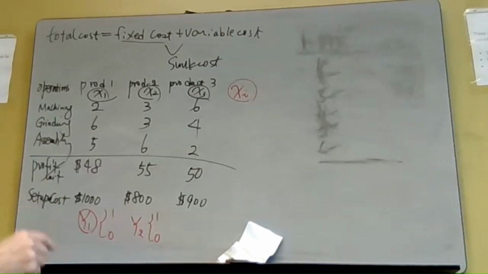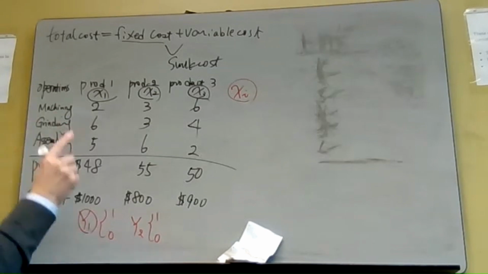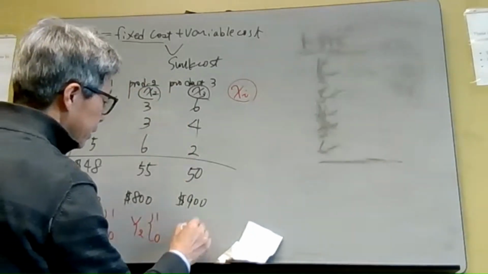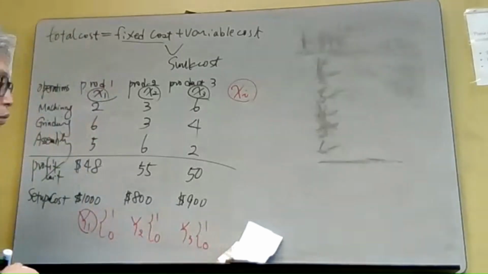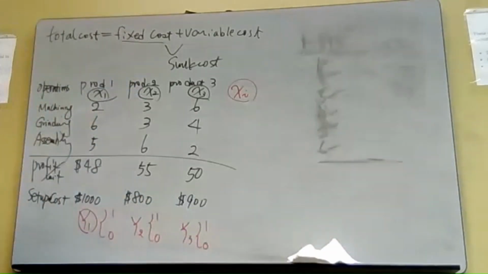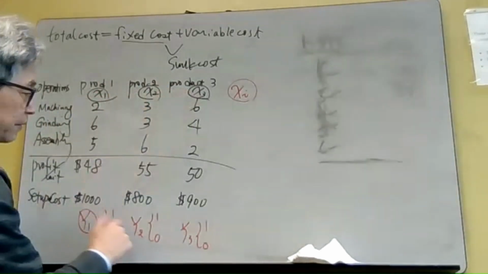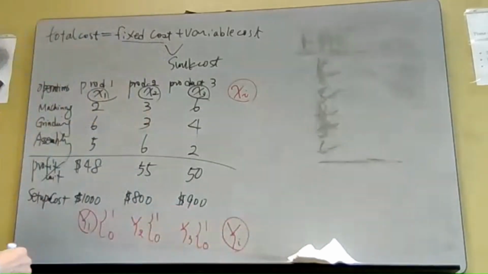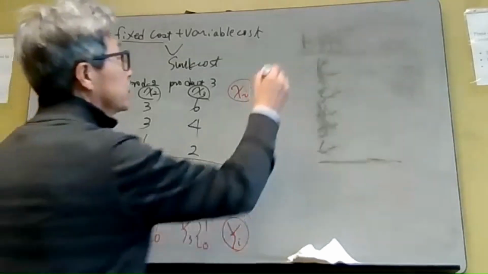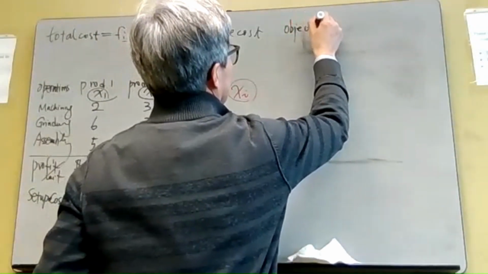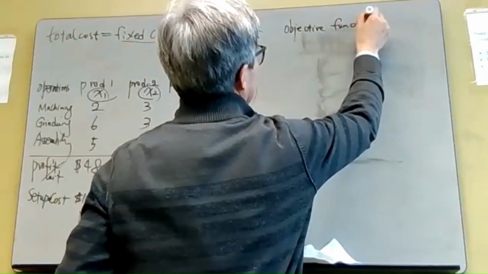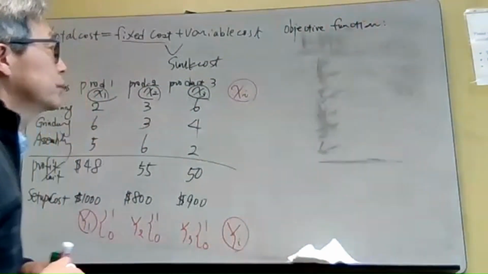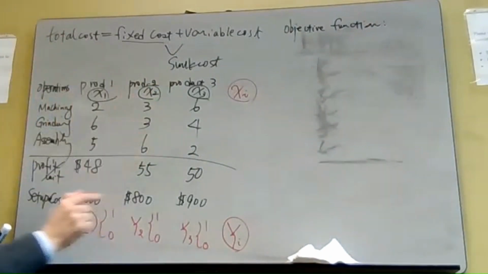If the company decides to produce product 3, you need to open the production line y3, by the binary decision variable 1 or 0. So now we have 1, 2, 3, 4, 5, 6 decision variables. Let's call this yi. Now you have 2 groups of decision variables. Next step is to find the objective function.